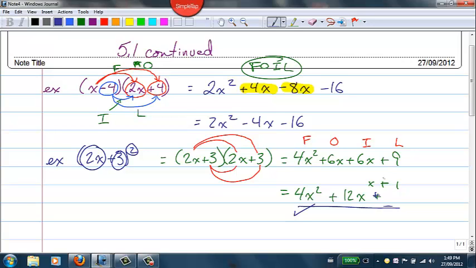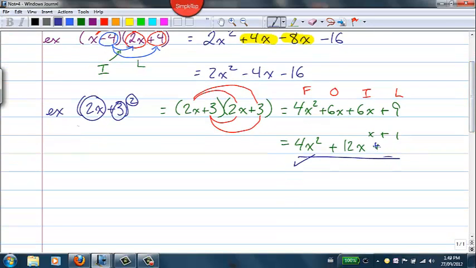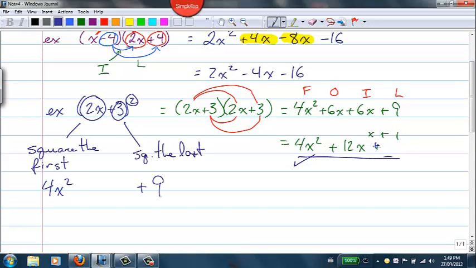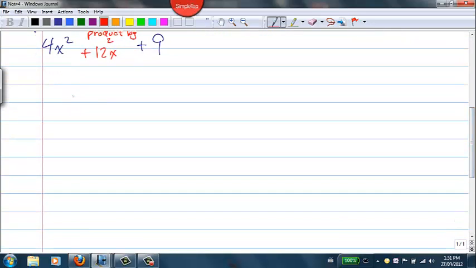You square the 2x, so 2x times itself to get 4x squared. You square the last term, 3 times 3, to get the 9 that's at the end. And you take 2x times 3 times 2. So you multiply the product by 2 to get 12x. 2x times 3 is 6x, times 2 is 12x. So that's a little shortcut you can use. We explained it in class.